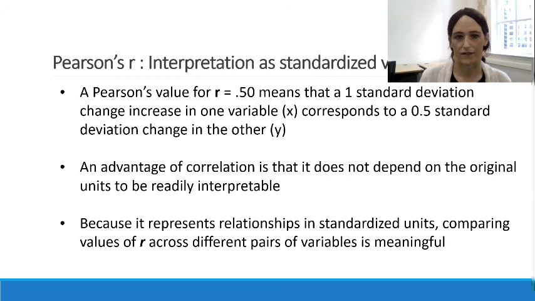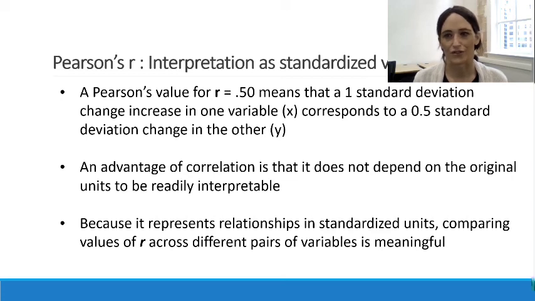That's a real advantage of it. It does not depend on the original units to be readily interpretable. A 0.5 correlation is a 0.5 correlation, and it doesn't matter what measures we use. It represents the relationship in standardized units. Comparing values of R across different pairs of variables is meaningful, therefore.